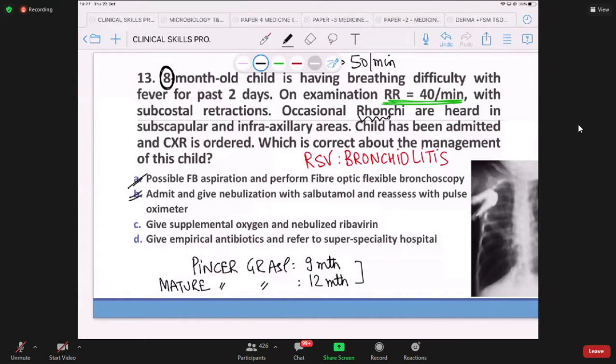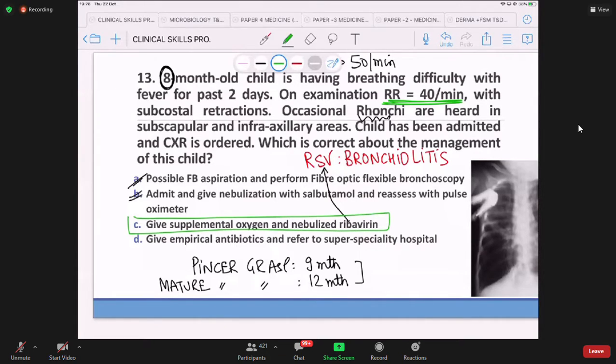When you look at option number C in this question, it says categorically give supplemental oxygen and nebulize ribavirin. You're all aware of the fact that to kill respiratory syncytial virus, we require ribavirin. Let's read D. Antibiotics. Well, if it was pneumonia, why am I ruling out pneumonia? Because there is no bronchial breathing in this case. There are no crepitations in the chest. It's rhonchi, and rhonchi before 1 year of age is bronchiolitis. So the correct answer in this question should be option number C, supplemental oxygen and nebulized ribavirin, because I'm going to kill respiratory syncytial virus.